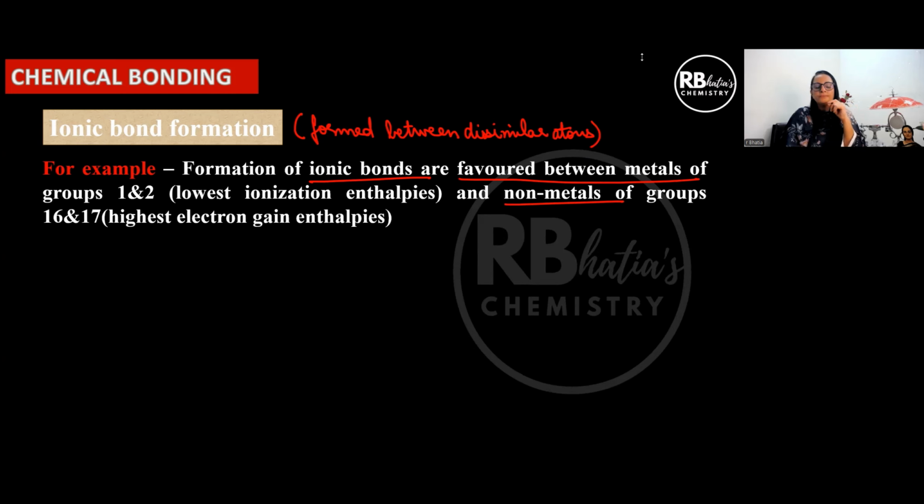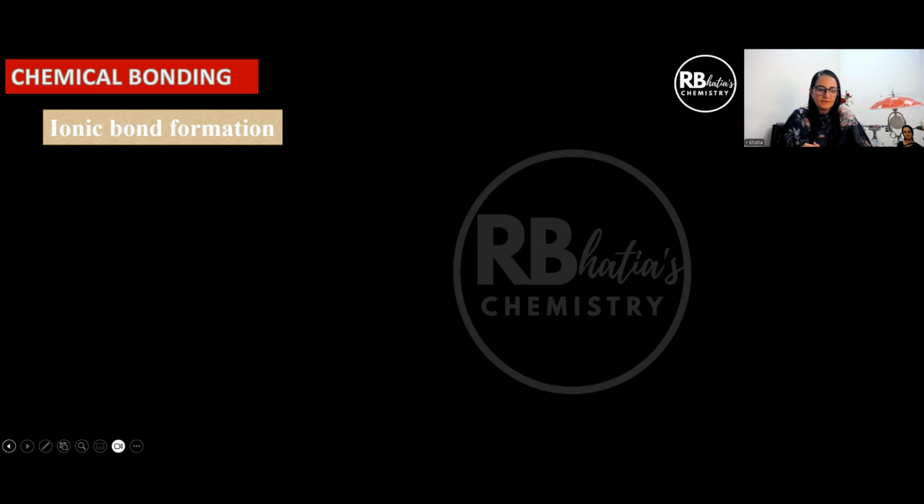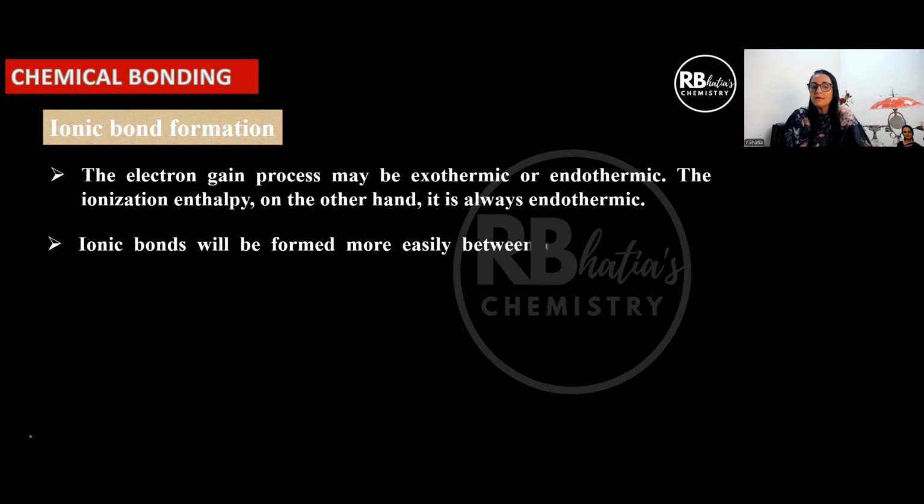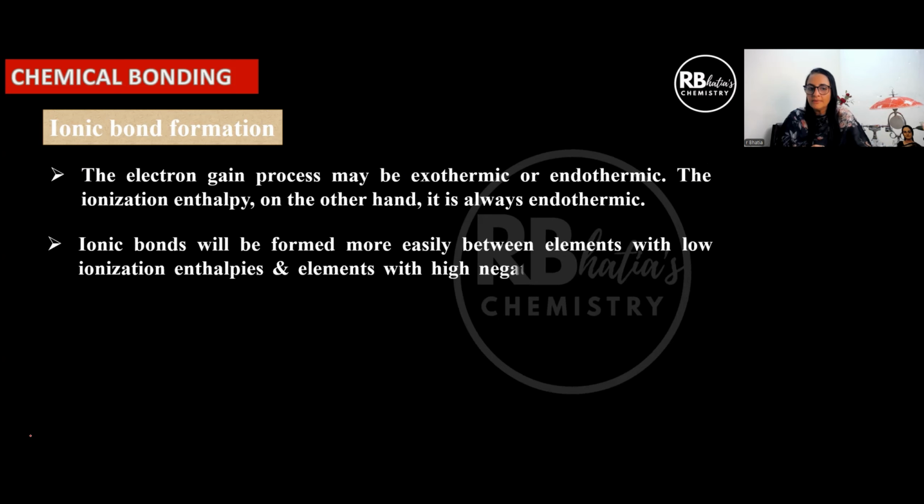Okay, so now, ionic bonds are generally favored between the s-block metals and non-metals of groups 16 and 17. Why? Because the metals of group 1 and 2 are the largest in size, and the non-metals of groups 16 and 17, that is halogens and the oxygen family, being the smallest, easily make negative ions. Electron gain process may be exothermic or endothermic. And ionization enthalpy is always endothermic.